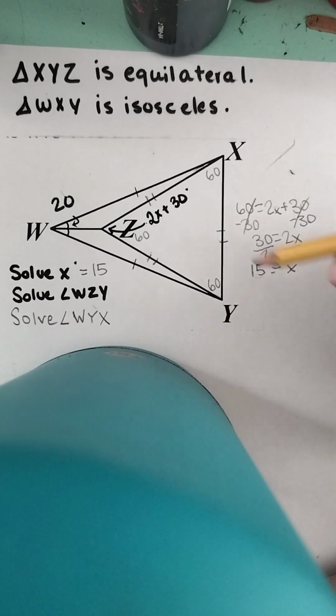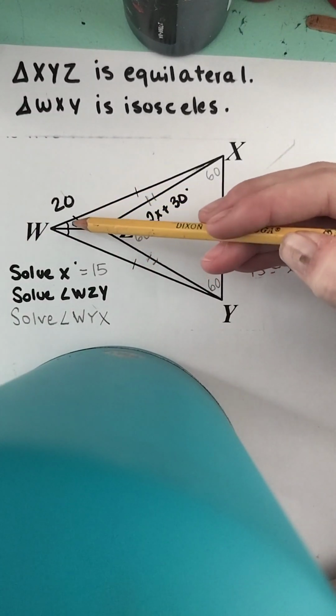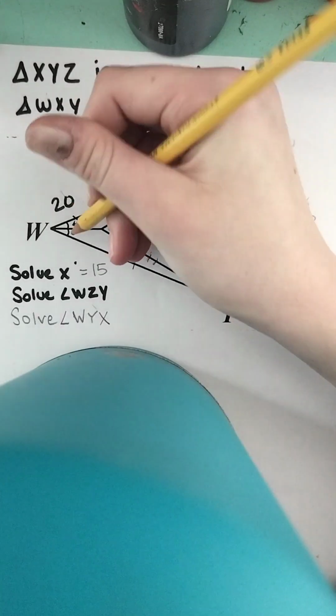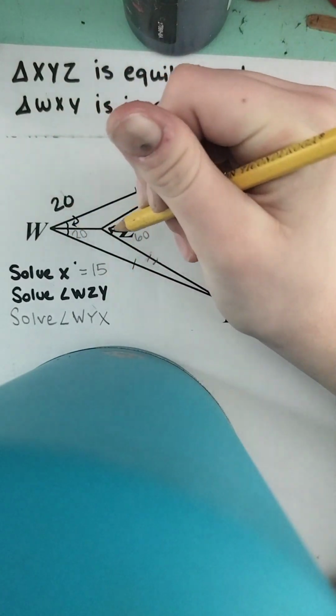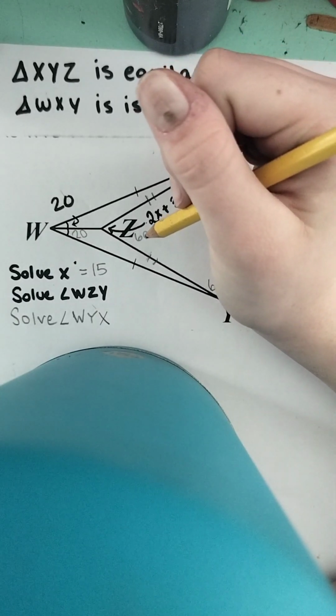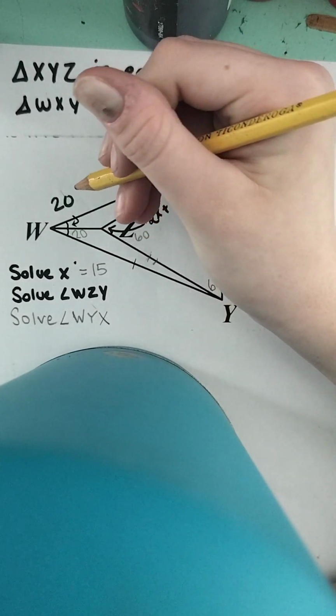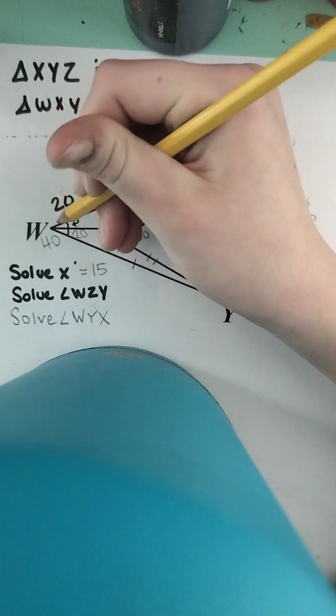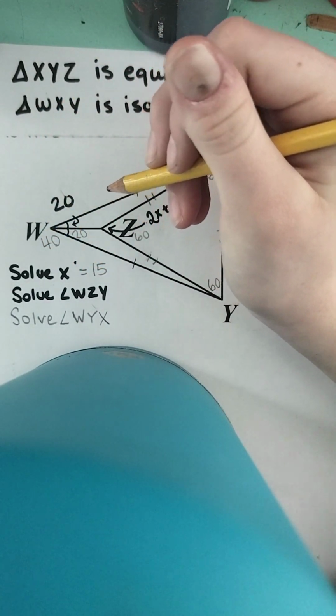Now next we see that we're given this angle and this angle are equal. And we know this is 20, so this must also be 20. And since parts of a whole added together equal the whole thing, we know that all of w must be 40, 20 plus 20 is 40.